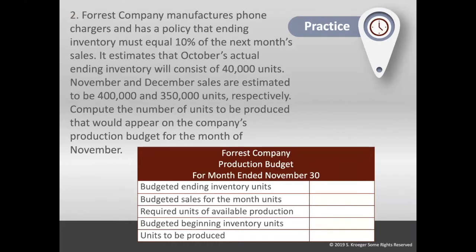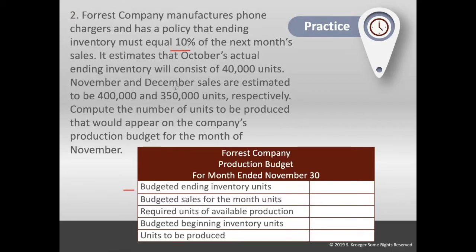November and December sales are estimated to be for 100,000 and 350,000 units, respectively. Compute the number of units to be produced that would appear on the company's production budget for the month of November. First, we need to calculate the ending inventory units. These are the units we want on hand for the following month of December. We want 10% of next month's on hand.